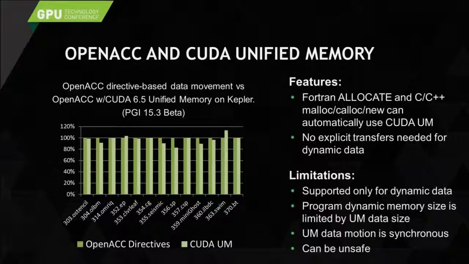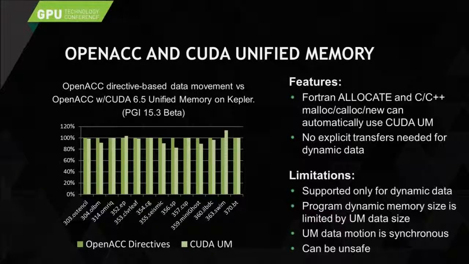SP is from NAS parallel benchmarks. It does a lot of data movements and a lot of creation and deletion of data in this particular benchmark. This is the Fortran version. Interestingly enough, SWIM actually sped up. SWIM is a bandwidth test. It does a lot of data movement between the host and the device, lots of updates. And we would have thought that would slow down, but actually it sped up.